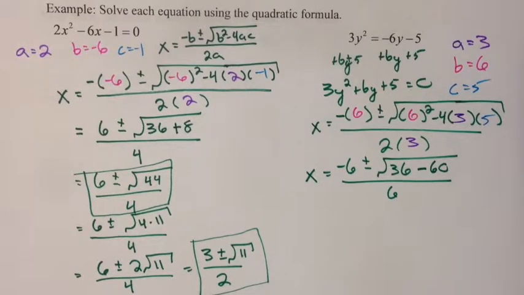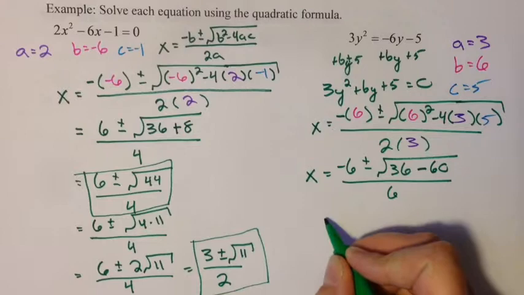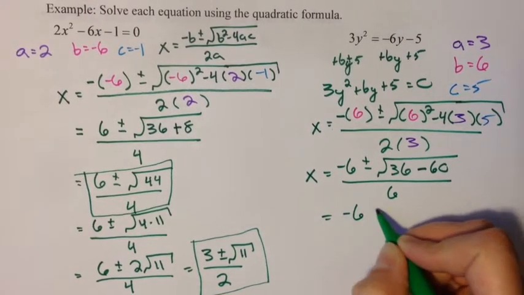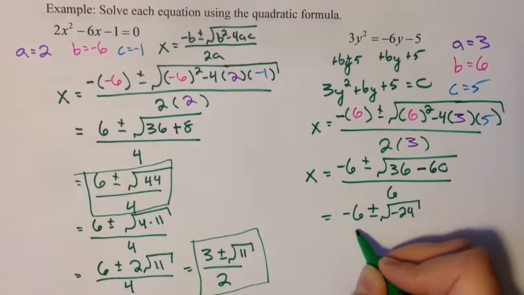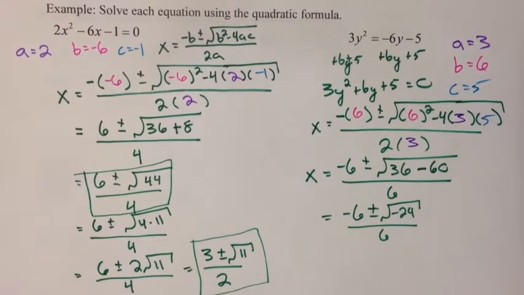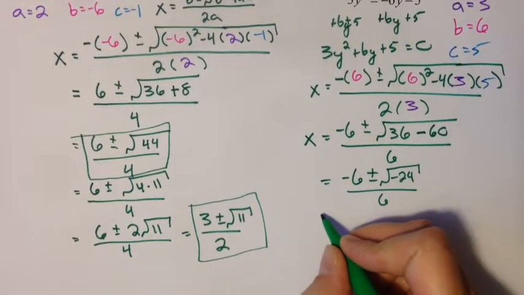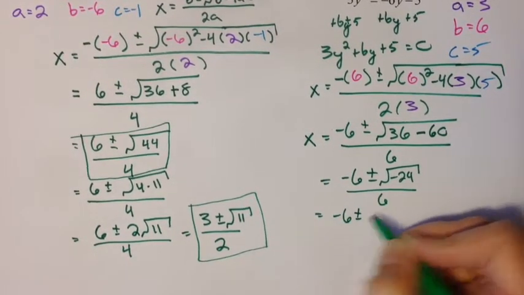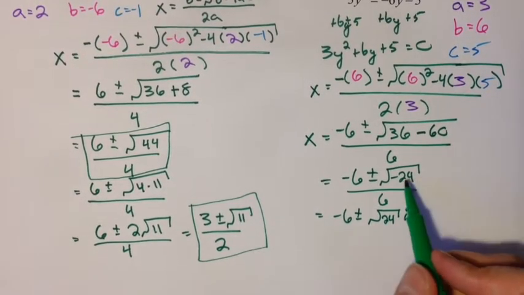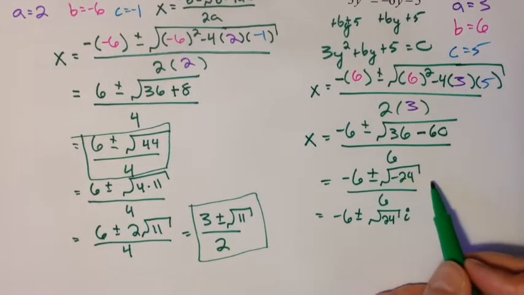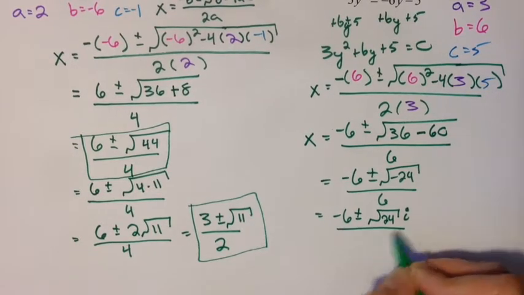Now, 36 minus 60 under my square root is going to get me a negative number. So I'm going to have some imaginary answers here. I have negative 6 plus or minus the square root of negative 24 over 6. Now, again, I'm just working on simplifying my answer here. This is negative 6 plus or minus the square root of 24 with an i outside. Remember, a negative under the square root is the same as an i outside the square root.